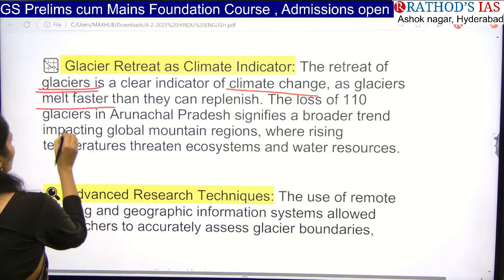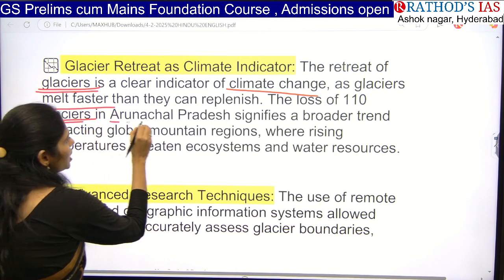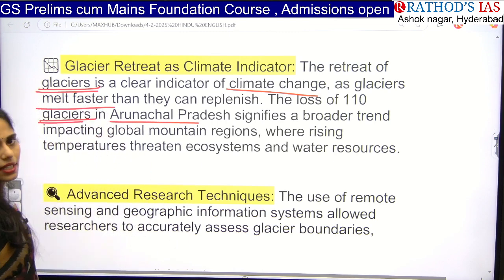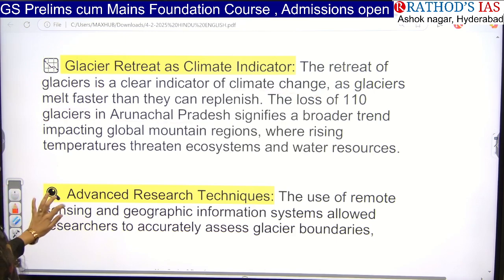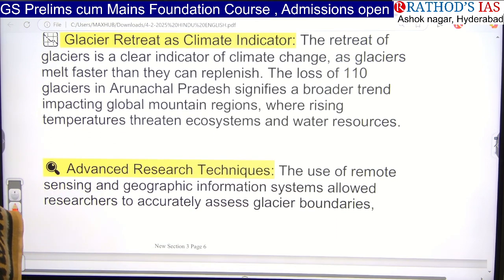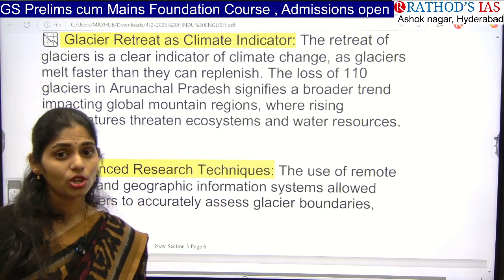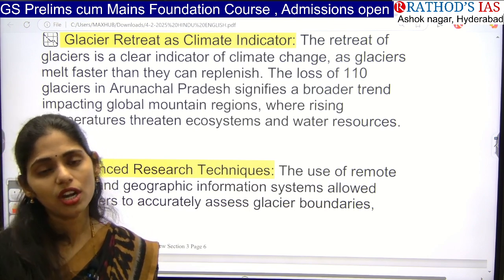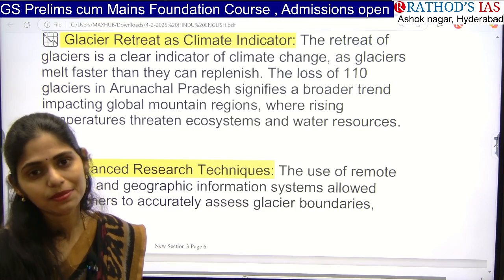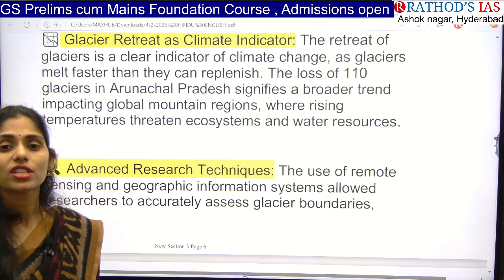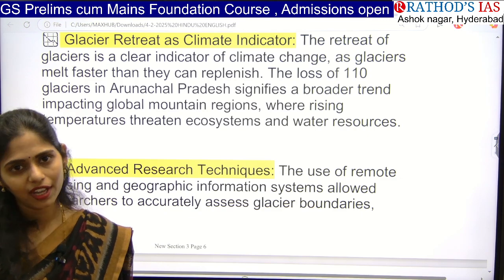So because of this, around 110 glaciers in Arunachal Pradesh have disappeared. That means the rising temperature is threatening our ecosystem. It is also going to have an impact on our water resources as well as perennial rivers, which originate from these glaciers in the northern part of our country.